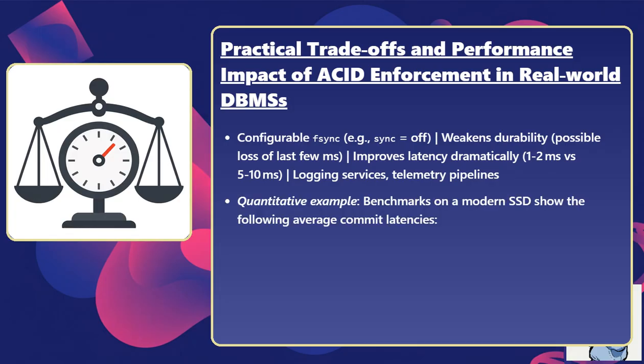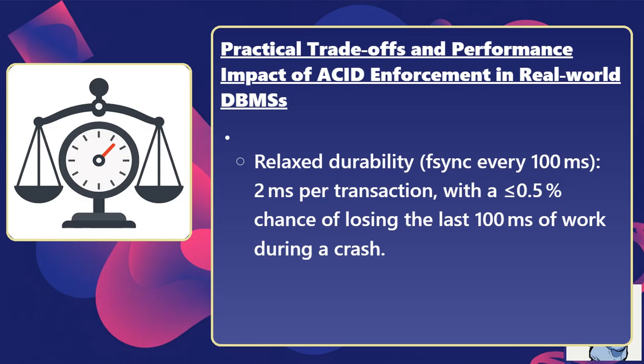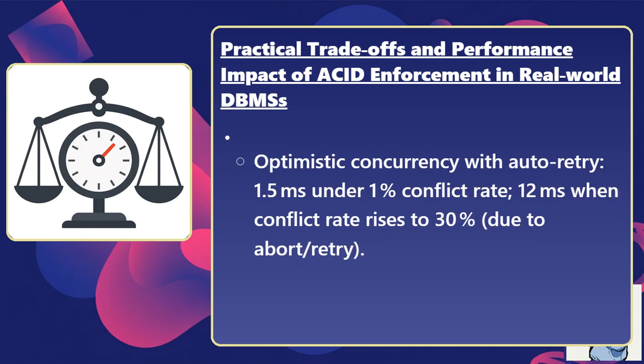Quantitative example: benchmarks on a modern solid-state drive show the following average commit latencies. Full ACID, 2PL plus fsync per commit, 8 milliseconds per transaction. Relaxed durability, fsync every 100 milliseconds, 2 milliseconds per transaction, with a less than or equal to 0.5% chance of losing the last 100 milliseconds of work during a crash. Optimistic concurrency with auto retry, 1.5 milliseconds under 1% conflict rate, 12 milliseconds when conflict rate rises to 30% due to abort retry.